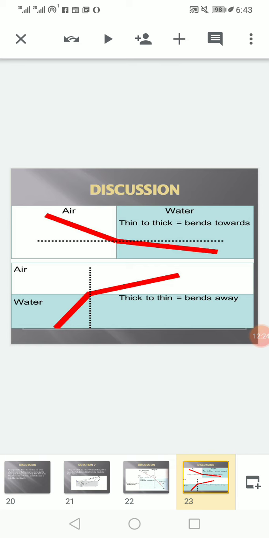It is very important for us to know when the refracted ray will bend towards the normal and when it will bend away from the normal. It will bend towards the normal when light is traveling from air to water, but it will bend away from the normal when light is traveling from water to air. Remember, water is denser than air.